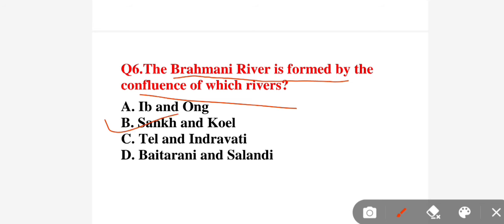Brahmani river is formed by the confluence of Sankh and Koel rivers. This river originates near Rourkela in the Chotanagpur plateau, and it flows through states like Jharkhand, Chhattisgarh, and Odisha before emptying into the Bay of Bengal. And both the Sankh and Koel rivers originate in Jharkhand.